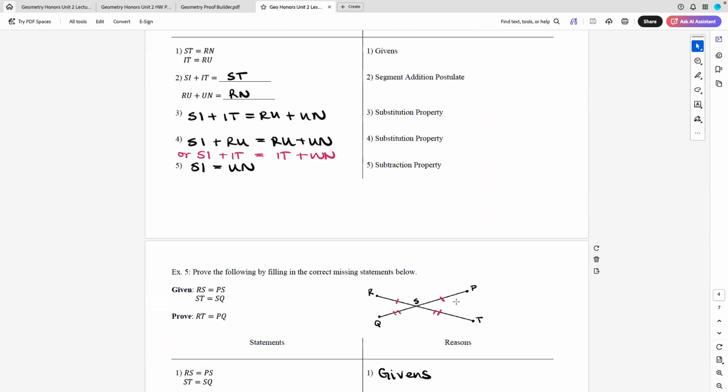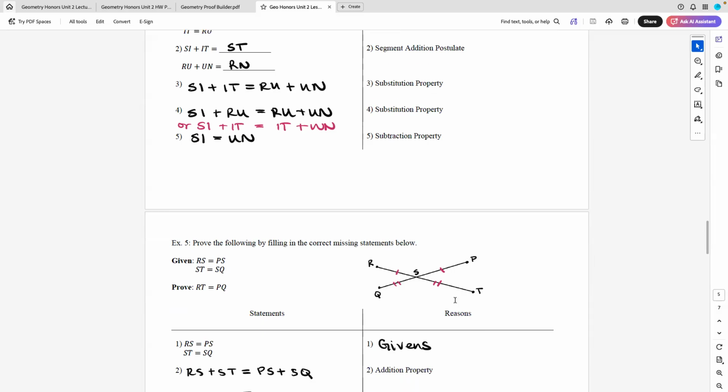So I'm gonna do a slow reveal for you guys. So RS equals PS. Okay, great. ST equals SQ, great. So of course RT is equal to PQ. Of course it is, right? But you have to prove it. So you have the givens.